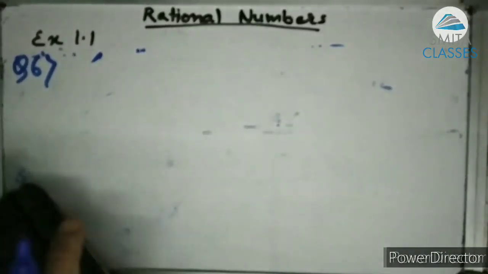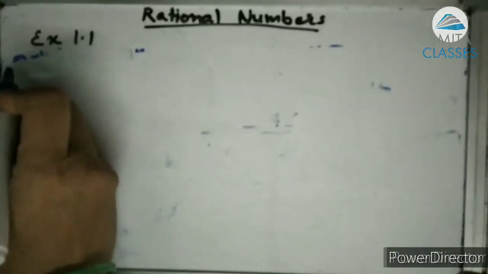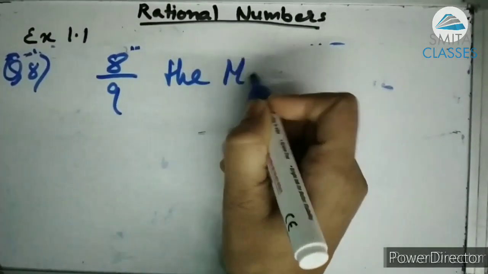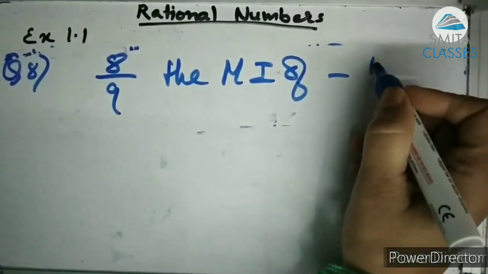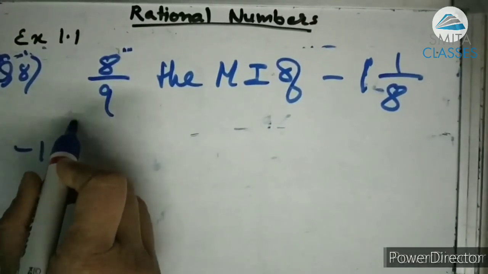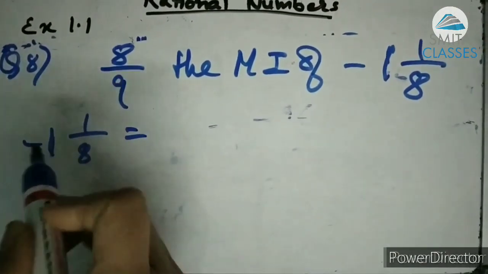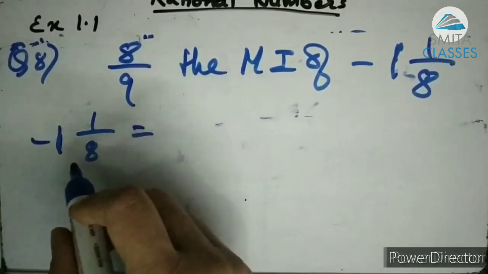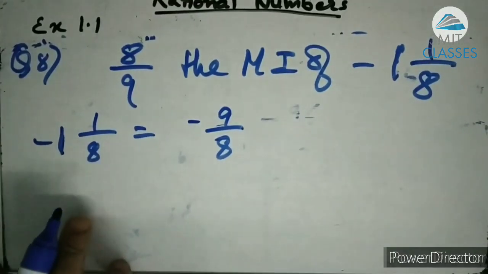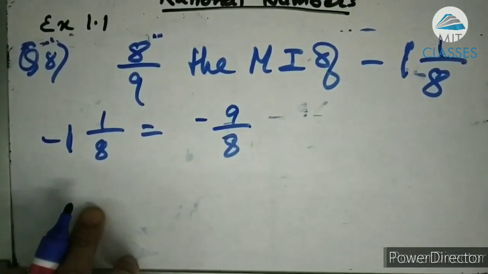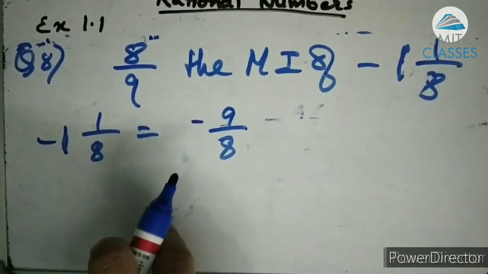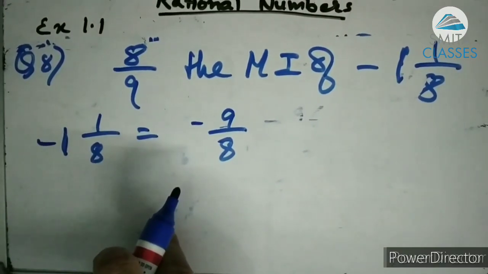In question 8, they are asking, is 8 by 9 the multiplicative inverse of minus 1 by 8? Minus 1 by 8, if I change it into a normal form, it is minus 9 by 8. It is minus 9 by 8. Yes, then we can clearly say that 8 by 9 is the multiplicative inverse of minus 1 by 8.